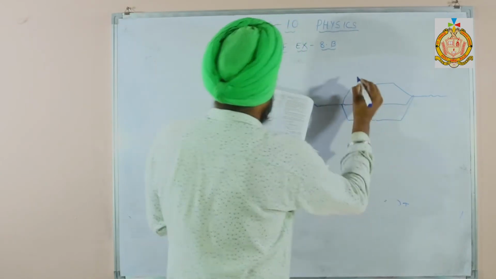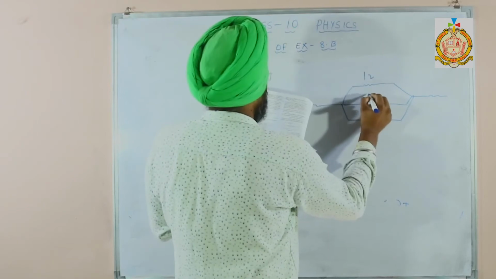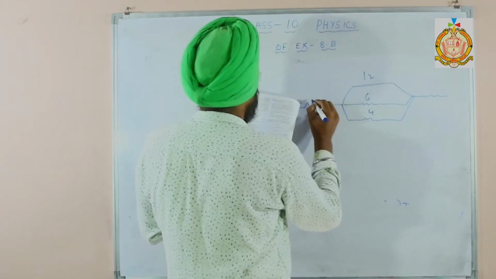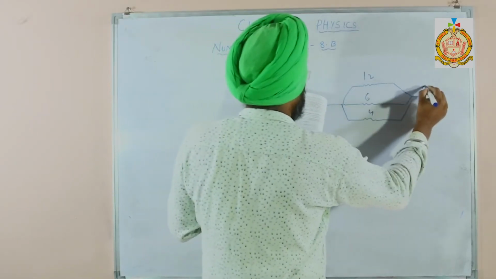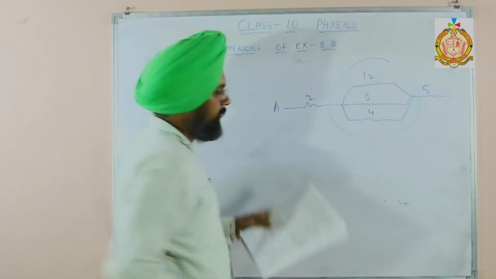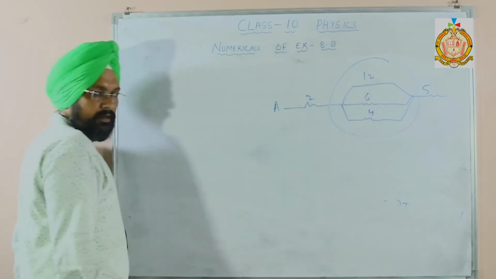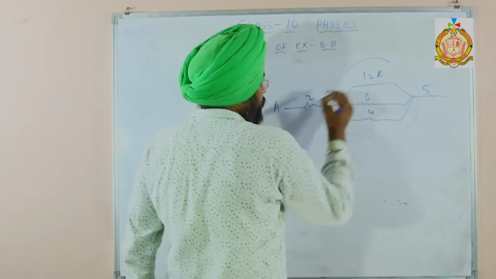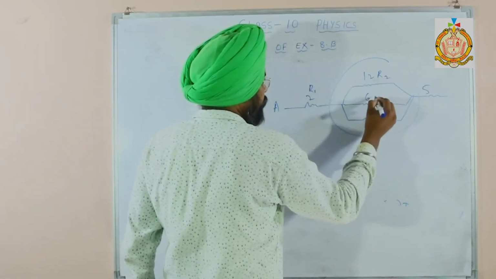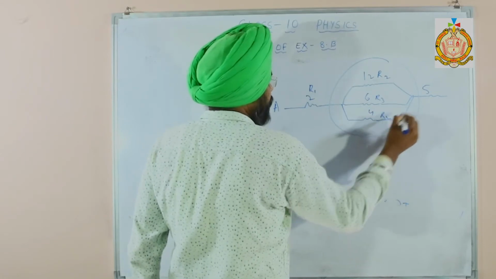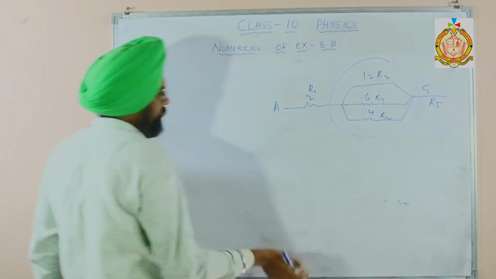Sixteenth is also the same way. The resistors are 12, 6, 4, 2 and 5. First you have to find the resistance of this portion. These three are in parallel. Give the names R1, R2, R3, R4, R5. Anyway, you can give the names.